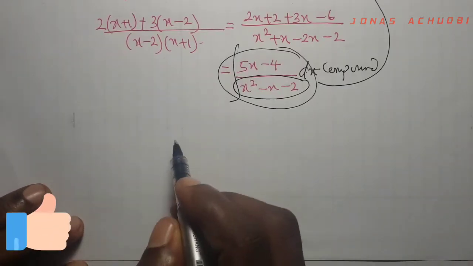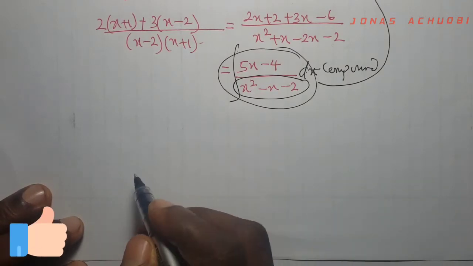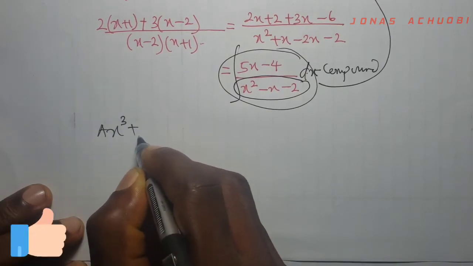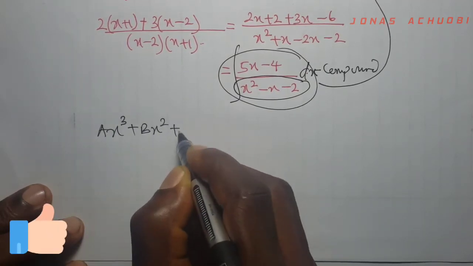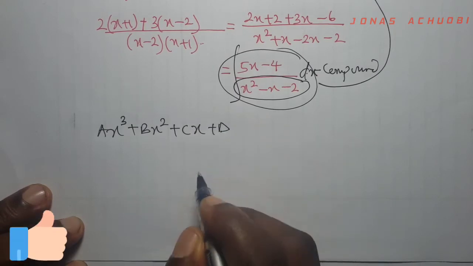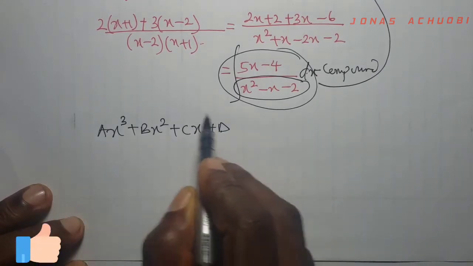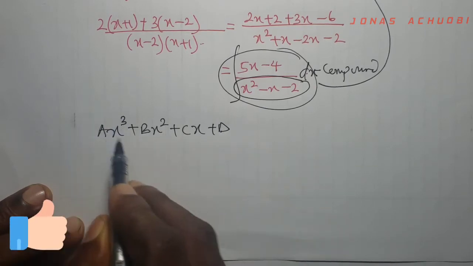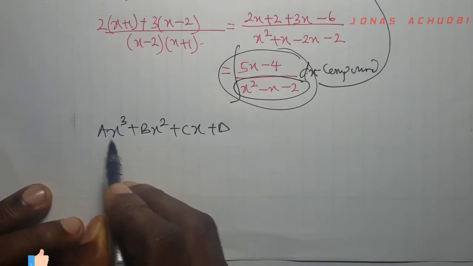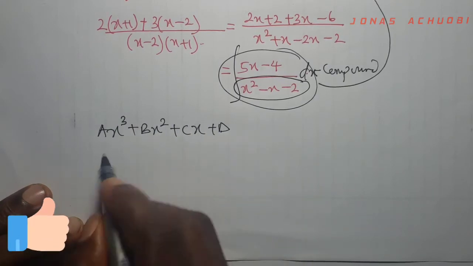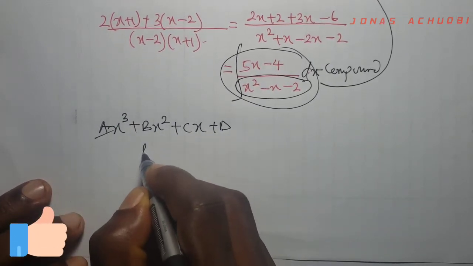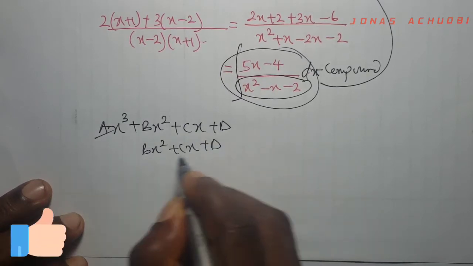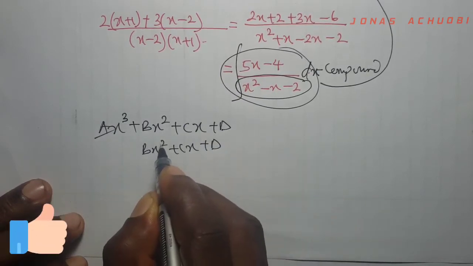But before then, I'd like to introduce something that will help us going forward. Now, if I write ax cubed plus bx squared plus cx plus d, this would be a general polynomial of degree 3. Okay, a general polynomial of degree 3. So if I were to write it as a general polynomial of degree 2, then I'll strike off the first term and it will become bx squared plus cx plus d. So this will now be a general polynomial of degree 2.